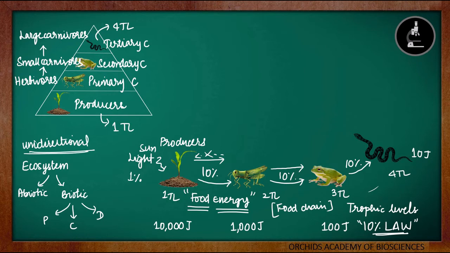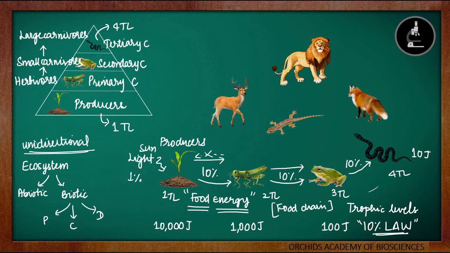Now, this is not going to be the case in every ecosystem. For example, in this ecosystem, there are other organisms as well. Let us consider there is a deer, a lizard, a fox and a lion. Now, what will happen? We know that the deer is a herbivore, so it will be eating this plant. Now, the deer will be eaten by this lion. Which organism can this lizard feed on? The lizard can feed on this grasshopper.